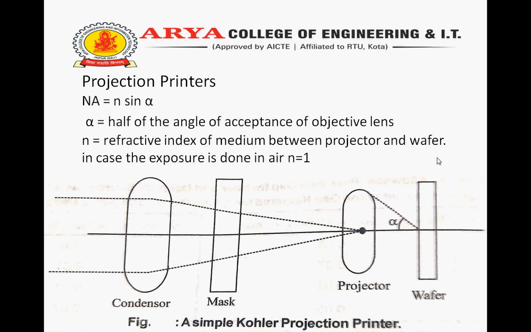The numerical aperture of the system is NA equal to n sin alpha, where alpha equals half of the angle of acceptance of the objective lens, and n equals refractive index of the medium between projector and buffer. In case the exposure is done in air, n equals 1. Typical values of NA range from 0.16 to 0.8.